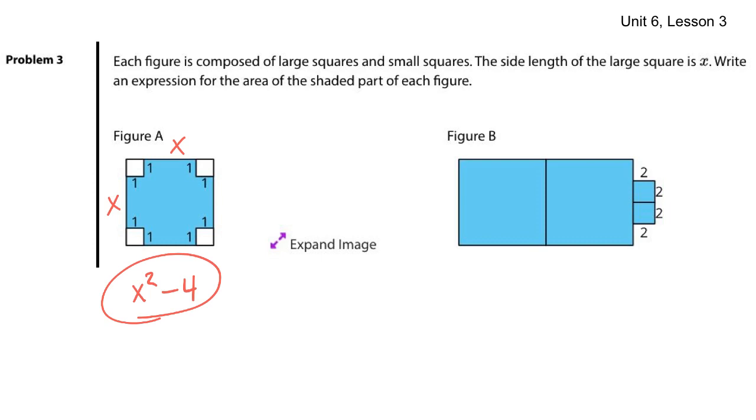On figure B, again, if each side is x, that means the area of this part is x squared. I have another one of those, and then the area of these small squares, 2 times 2 is 4, so each of those is 4. So my expression would be 2x squared, because I have 2 of those, plus 8. That's the area of those 2 squares on the end.